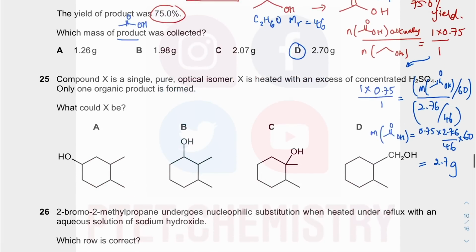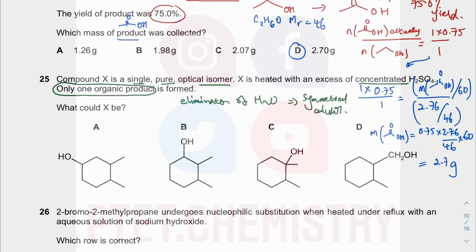Alright, question 25. You have compound X, a single pure optical isomer. You use concentrated H2SO4. So this is an alcohol, and concentrated sulfuric acid will involve elimination of H2O. But you only get one organic product. So we need to say you have a symmetrical alcohol. What do I mean by that?